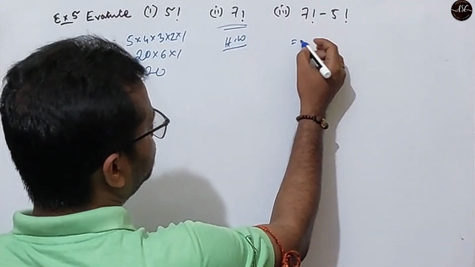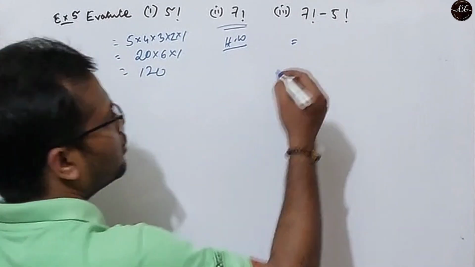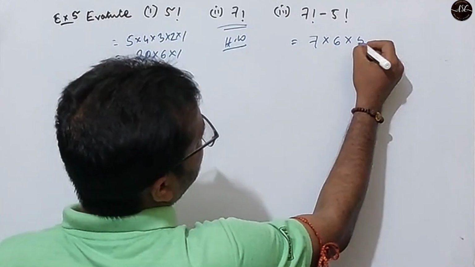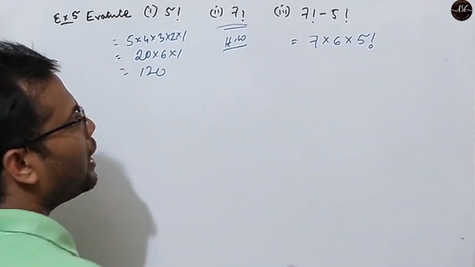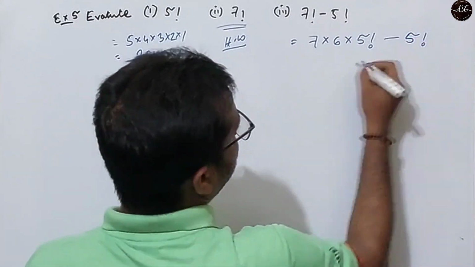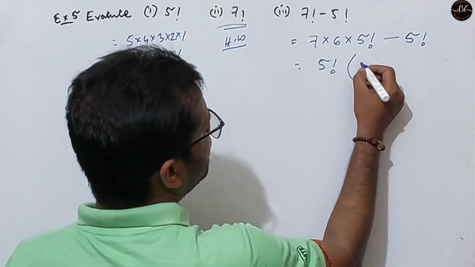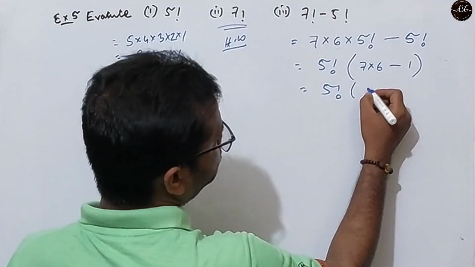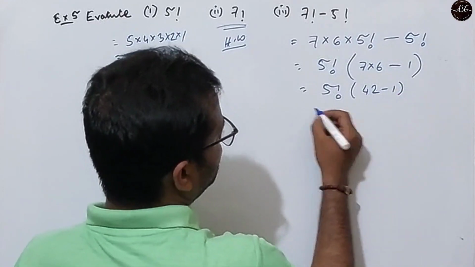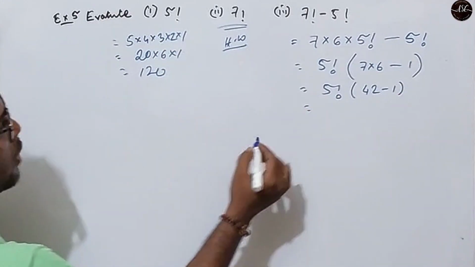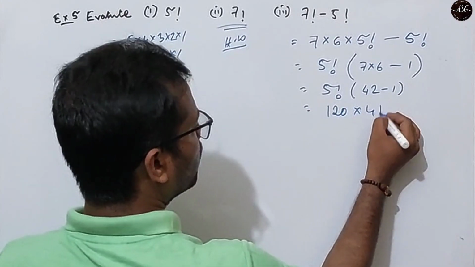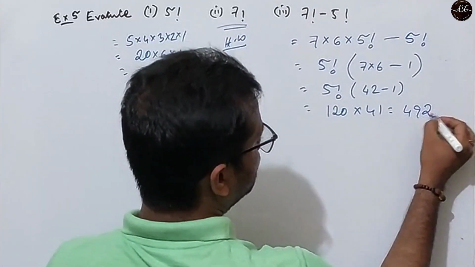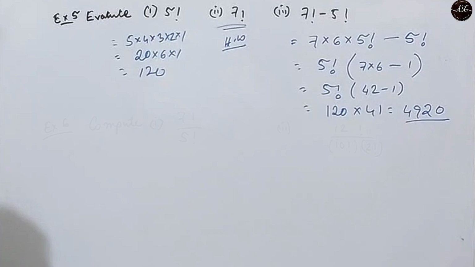And here, 7 factorial minus 5 factorial. 7 factorial we can write as 7 into 6 into 5 factorial. Taking 5 factorial common, we get 5 factorial into (7 into 6 minus 1). So 5 factorial into (42 minus 1). 5 factorial equals 120, so 120 into 41. The value will be 4920.